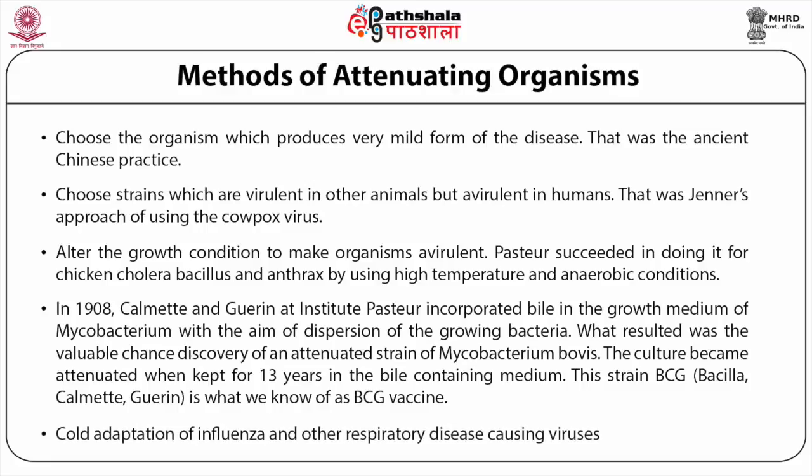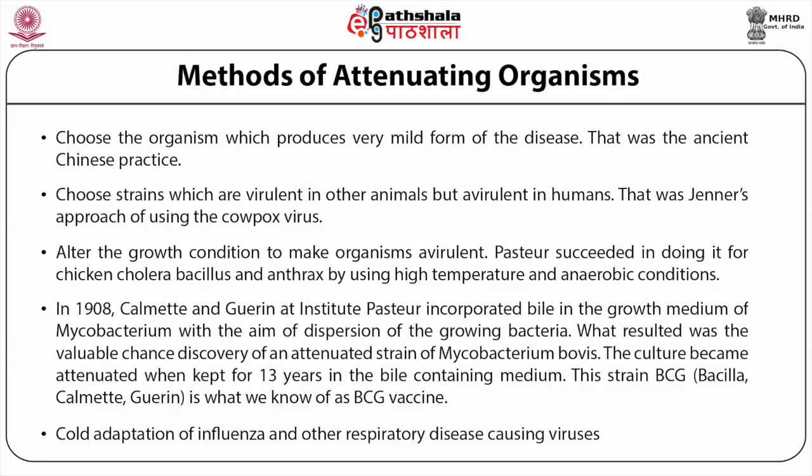Cold adaptation of influenza and other respiratory disease-causing viruses has been reasonably successful for obtaining attenuated forms. The viruses can replicate in the upper respiratory tract with temperature of 32 to 34 degrees centigrade, but slightly higher temperature of 37 in lower respiratory tract does not let them proliferate. This prevents clinical manifestation of the disease. A similar example is that of vaccine for bovine rhinotracheitis.